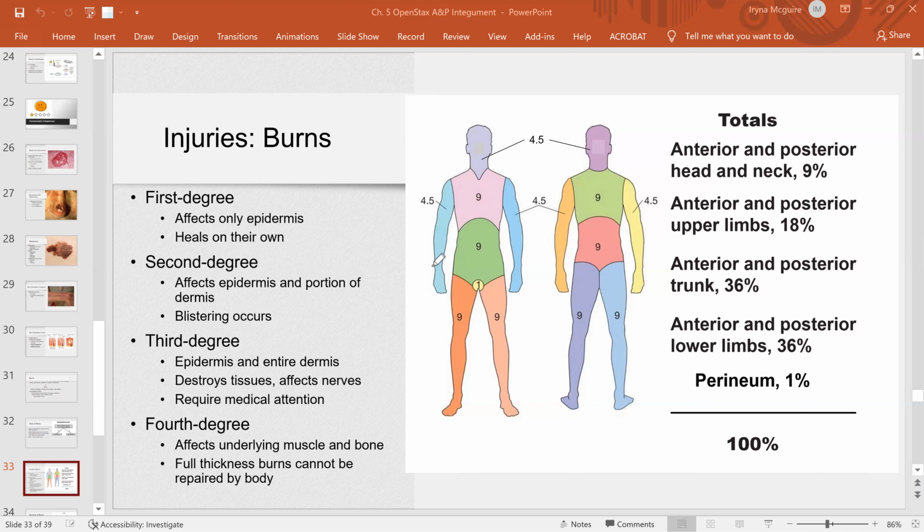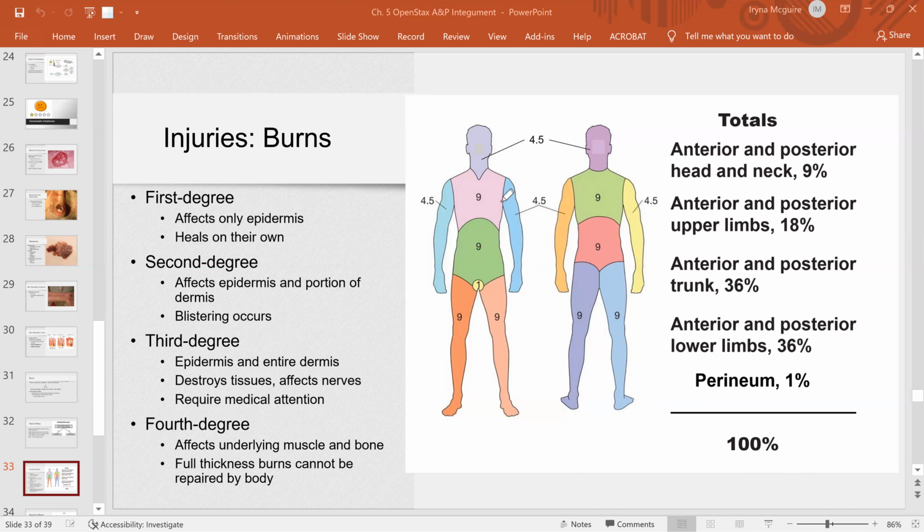Now arms are smaller than legs, so they're 4.5%. So total anterior and posterior surface of one arm give you 9%, and anterior and posterior surface of another arm, like left arm, give you 9% as well. Anterior part of head and neck and posterior part of head and neck will give you 9% as well. And there is 1% left that is perineum, and that's the area over here where your external genitalia is. So the total is 100% of the body surface area, right?